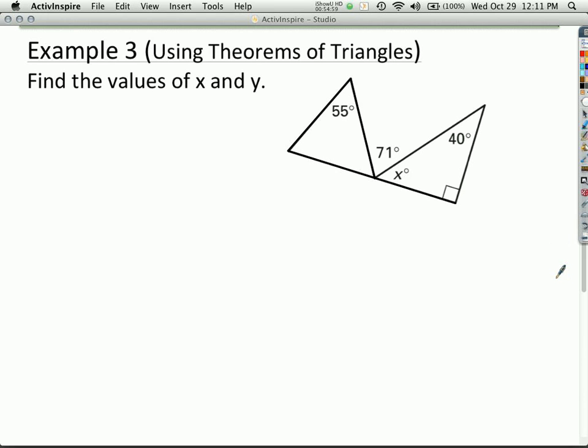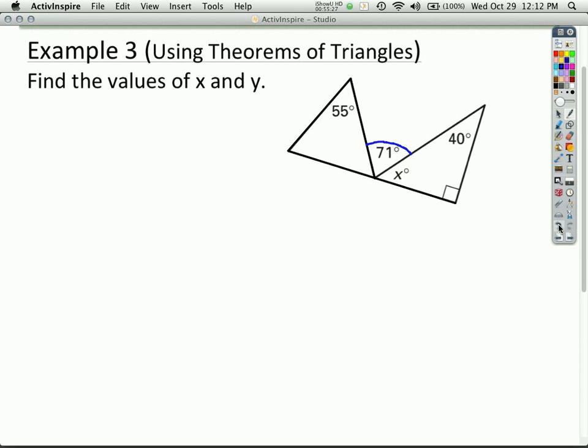Kalasia, what could we do to find x? I think you could subtract 71. That would be great, except the 71 is only from here to here and is not including this here. So you're trying to use the fact that they're a linear pair, but they're not a linear pair. Okay? It was a good idea. Not going to work in this case. So what else could you do? Come on.